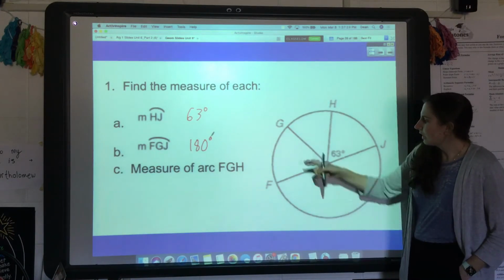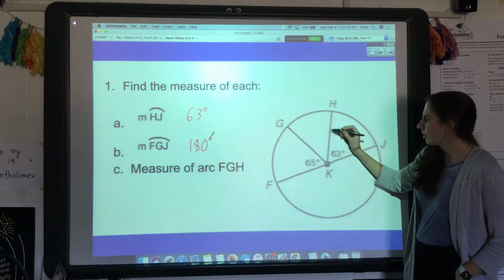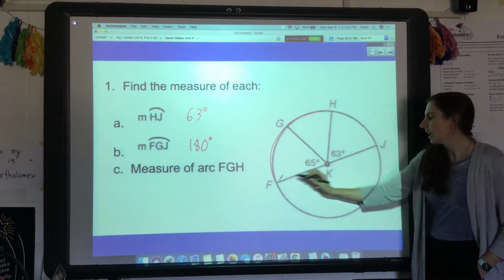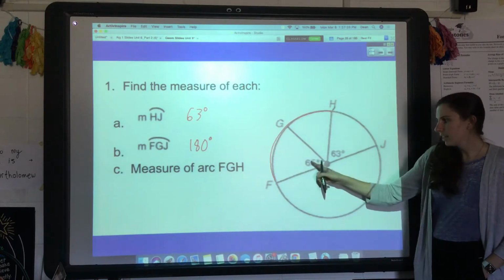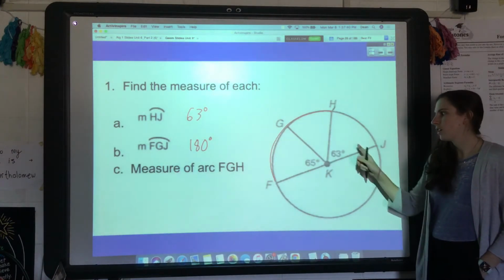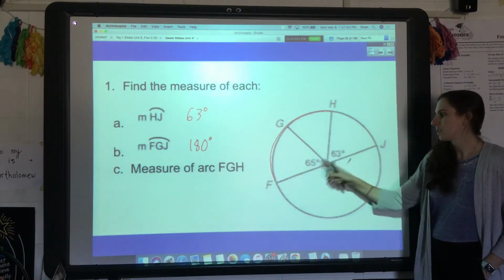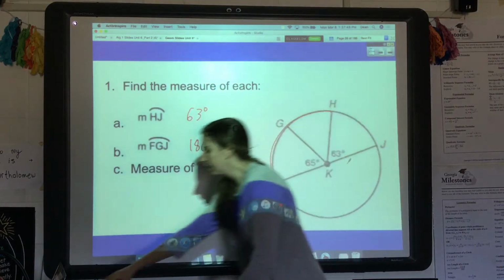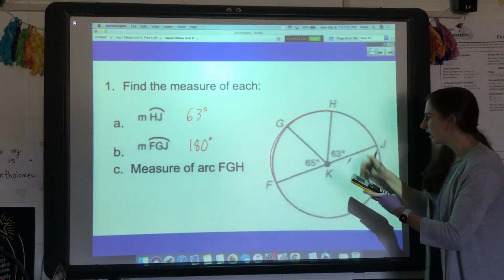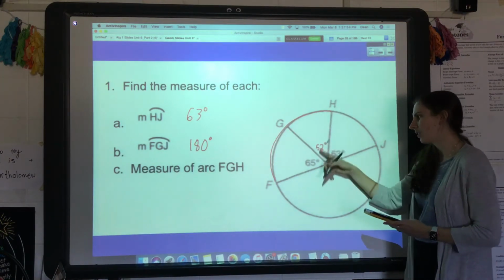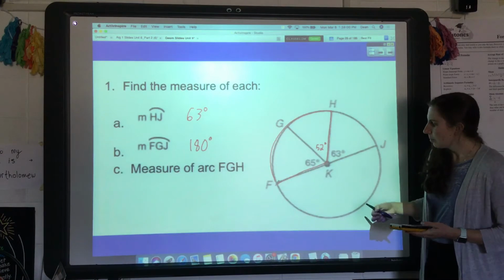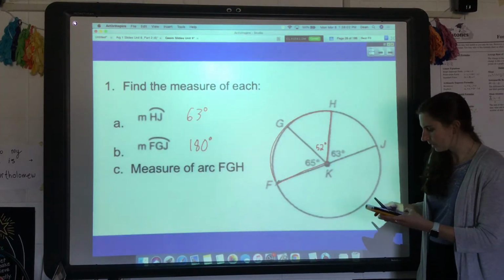And then the measure of arc FGH, this arc here. To find that, I need to know the central angle FKH. I know that this piece is 65, but I don't know this piece. But I can solve for it because I know that the entire thing is supposed to be 180. So just subtract those two from 180. 180 minus 65 minus 63 leaves you with 52 degrees. So all of this adds up to 180. And if I just want this arc, add those up. 65 plus 52 is 117.